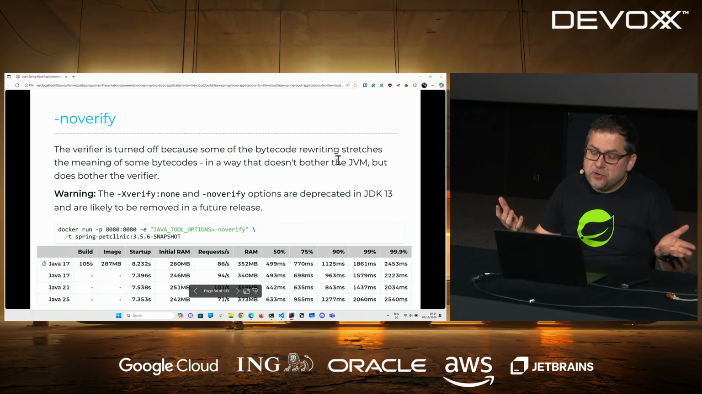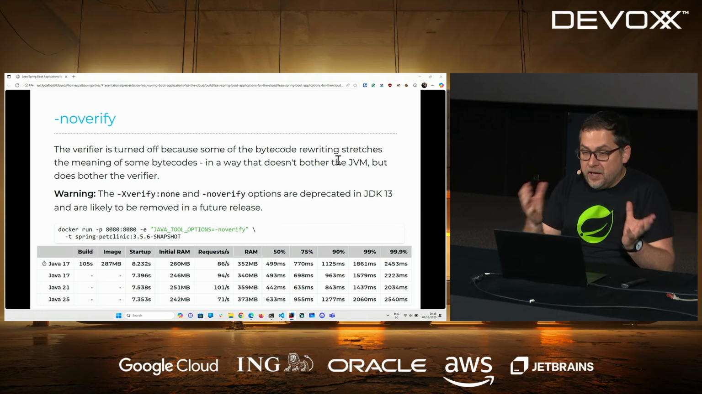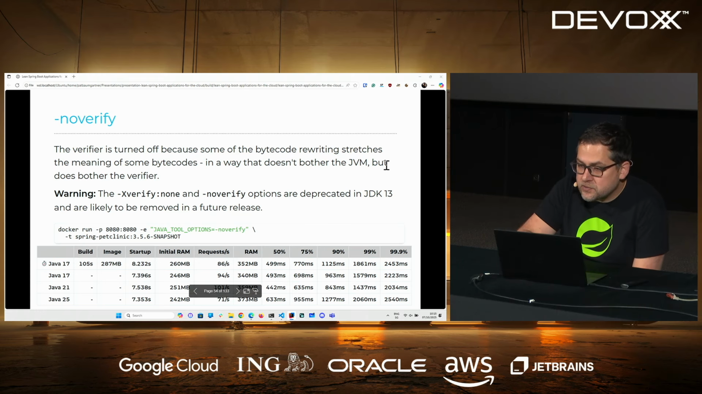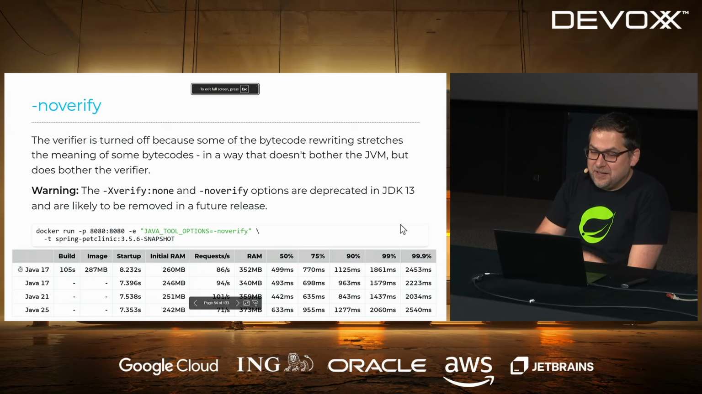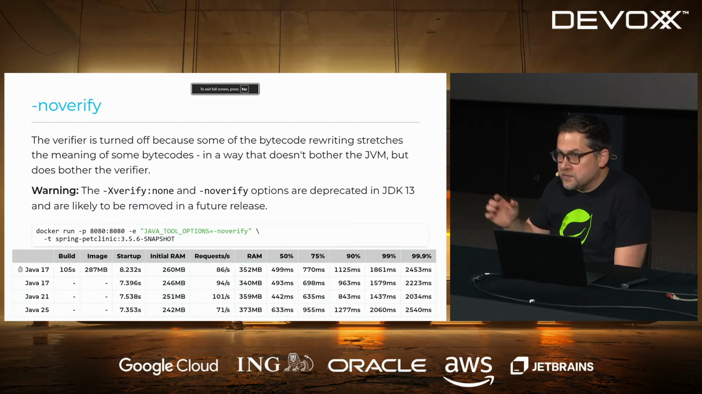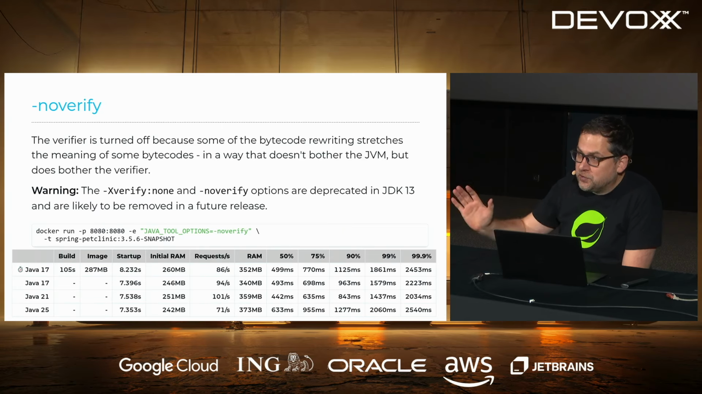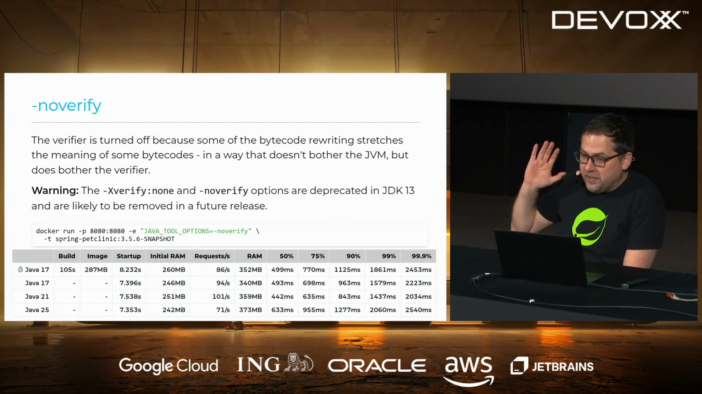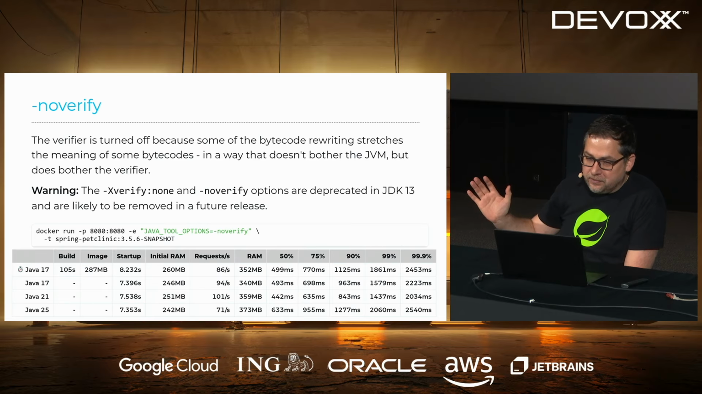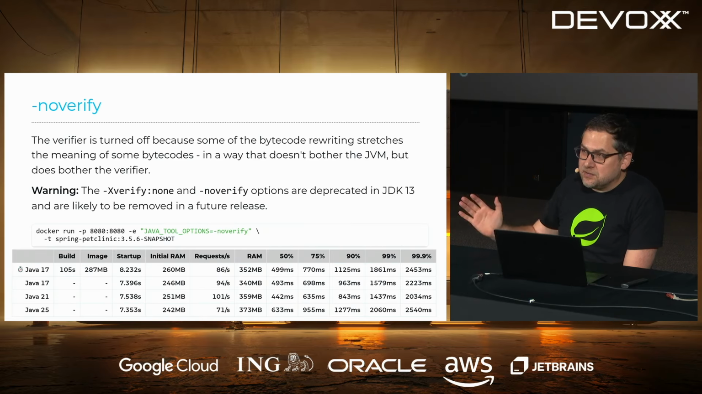So no verify could be something nice for functions or so. And what you can see is that we're just saving about 1 second. But of course, it's not secure. You should not do it, and it might get removed as well. But the thing is, it just starts faster just by providing this argument.